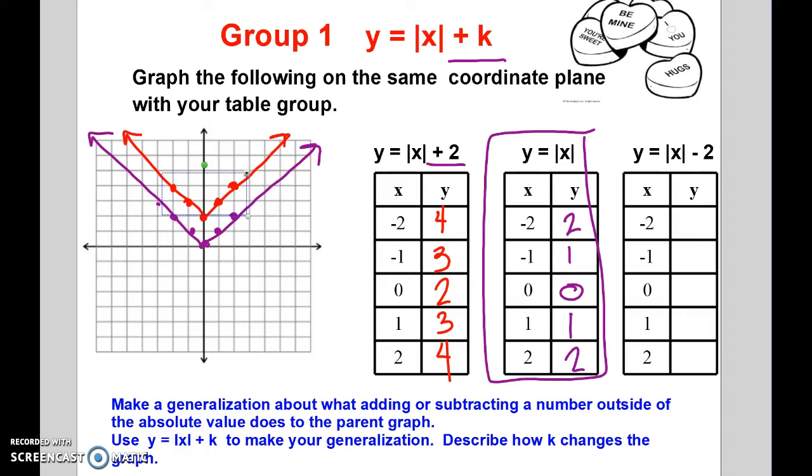Now let's do the last equation, where I added in a minus 2. So I'm going to plug in my vertex, 0. 0 minus 2 is negative 2. I'm going to plug in my negative 1. Absolute value of negative 1 is 1. 1 minus 2 is negative 1. And I'm going to plug in my negative 2. Absolute value of negative 2 is 2. And 2 minus 2 is 0. So let's graph that. 0, negative 2. Negative 1, negative 1. Positive 1, negative 1. 2, 0. Negative 2, 0.